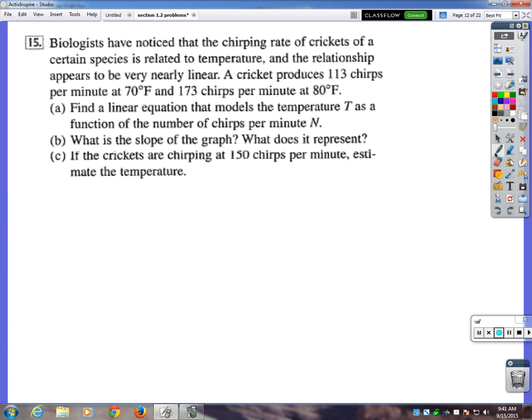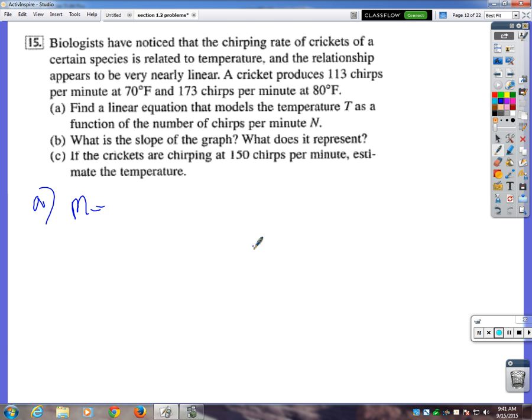Okay? So A, find a linear equation that models the temperature T as a function of the number of chirps per minute n. Okay? So the first thing we need is the slope. So by how many chirps per minute is it going up?